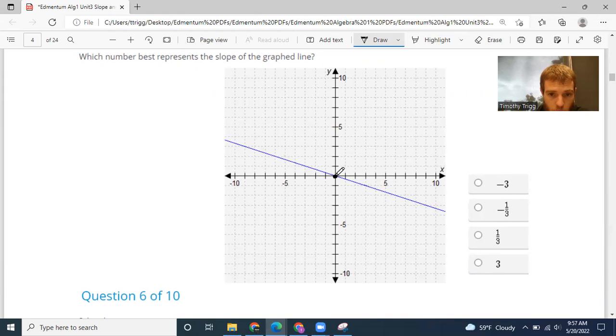I'm going to grab this coordinate point. I can clearly see it there. And I'll grab this coordinate point. I suggest grabbing coordinate points that are on the grid lines. Pick coordinate points that are directly on the grid line so they're easy to count to, basically.